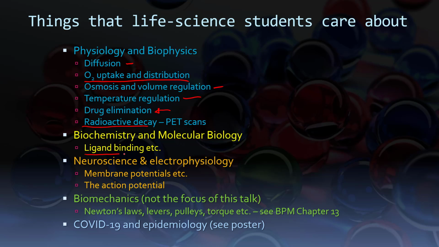The founding principle of biochemistry and molecular biology is about ligand binding, and neuroscience and electrophysiology are important for the nervous system and how nerve impulses travel through the body. Biomechanics is a topic that fits fairly cleanly into traditional physics, and so I'm not going to talk about that here. And then finally, current events, students might be interested in COVID-19 and how to model it using epidemiological models.